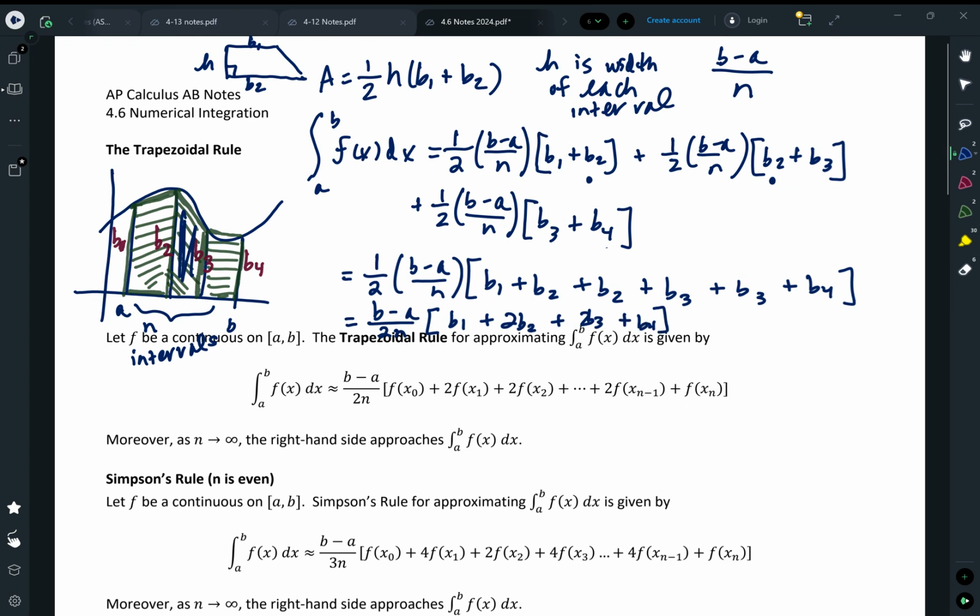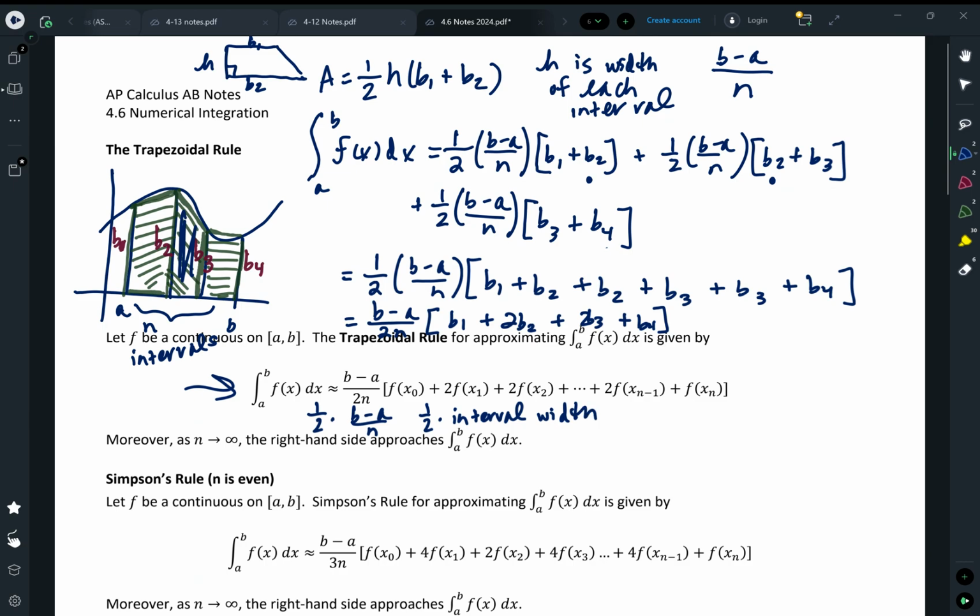What I really want you to get out of this is that my simplified version is exactly what we've got down here. I've got my 1/2, and I've got my b minus a over n. That's the width of an interval. So this is 1/2 times my interval width in front of this formula here.